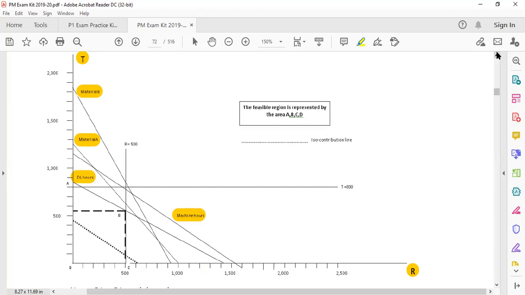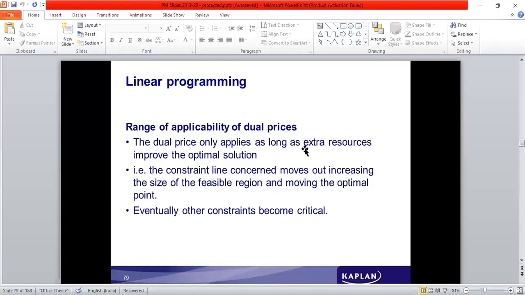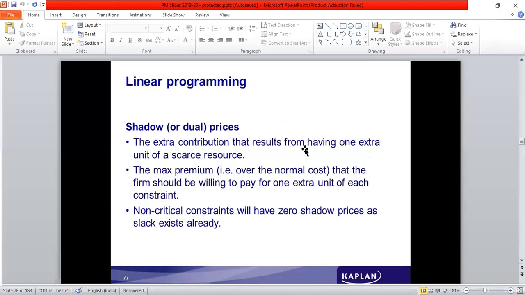So now, according to the question, which one of them will have a shadow price? Which one of them will have a shadow price? The definition of shadow price. Let's quickly go to the PPT once and then come back. So the concept of shadow price says: the maximum premium that the firm should be willing to pay for one extra unit of each constraint. Okay.